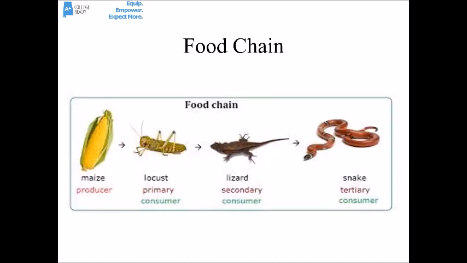So here we see just a really basic food chain. We've got corn or maize. It's the producer, primary producer. The locust is the primary consumer. It eats the corn. The lizard is the secondary consumer. It eats the grasshopper or the locust. And the snake is the tertiary consumer.